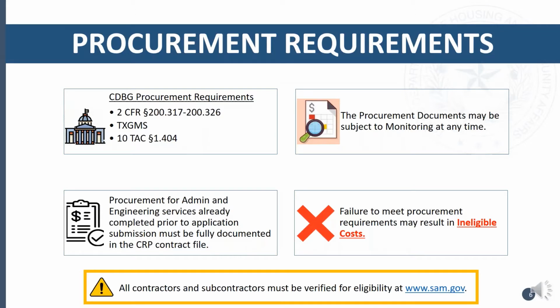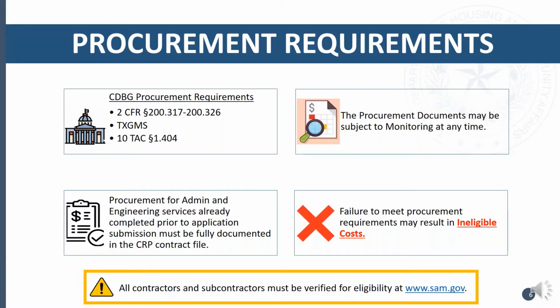This slide goes over the procurement requirements that need to be followed throughout this program. First, we have the CDBG procurement requirements. Next, we discuss the procurement for admin and engineering services that have already been completed and that can be funded, but they need to be cleared through TDHCA.